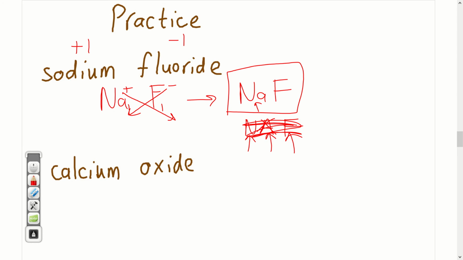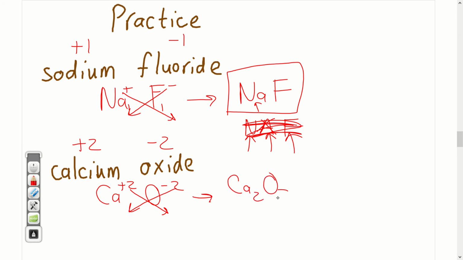What about calcium oxide? Calcium is in the second column, so it's +2. Oxygen, oxide, that's in group 16, 2 away from the noble gases, so that's -2. So then I have Ca +2 and O -2. I crisscross those charges, and I get an answer of Ca2O2.